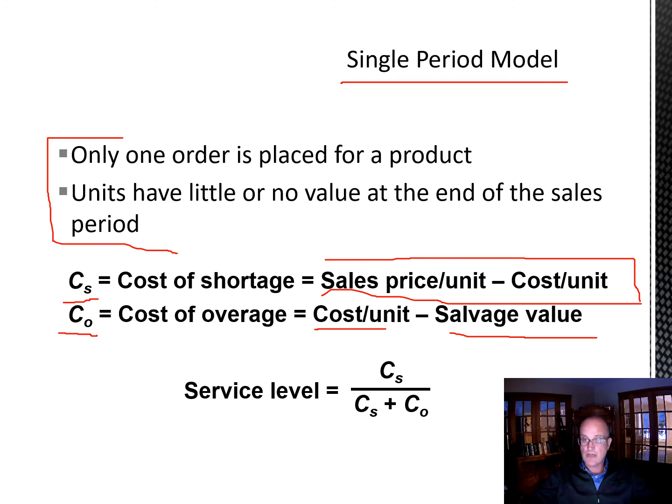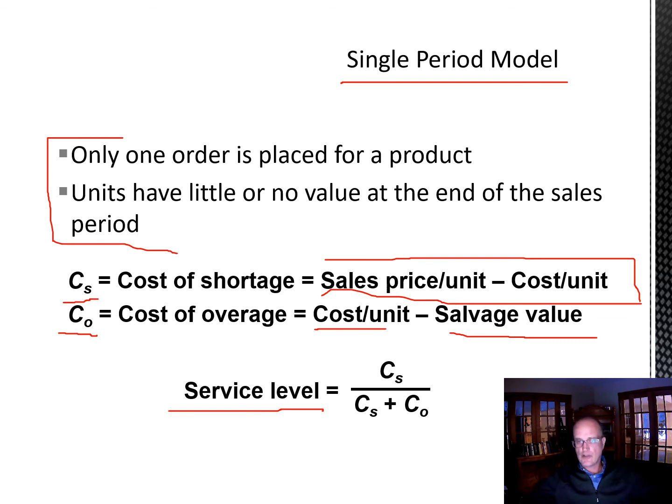There are sometimes we actually have to add where we have a disposal cost, but we won't talk about that in detail. Then we look at the service level. This is called the critical fractile, where we look at the cost of shortage over the cost of shortage plus the cost of overage. And so the higher that ratio is, the more important the shortage cost is versus the overage cost, the more likely we are to order more.